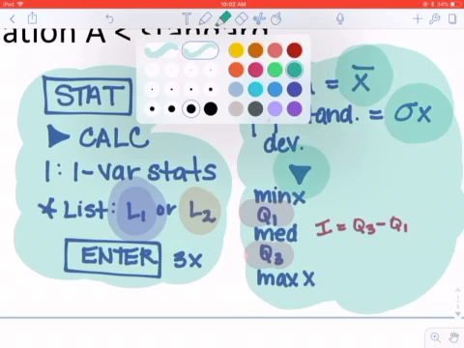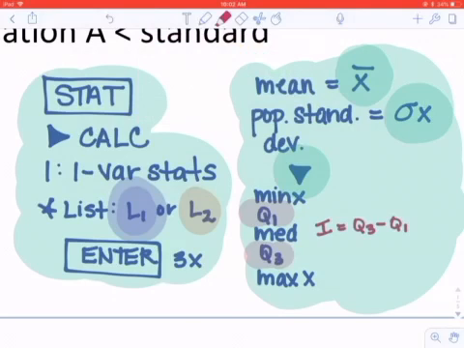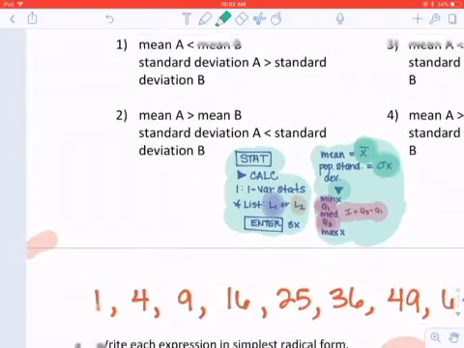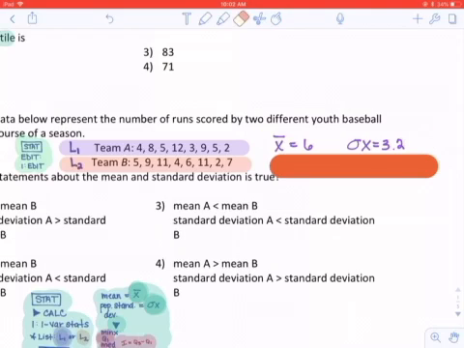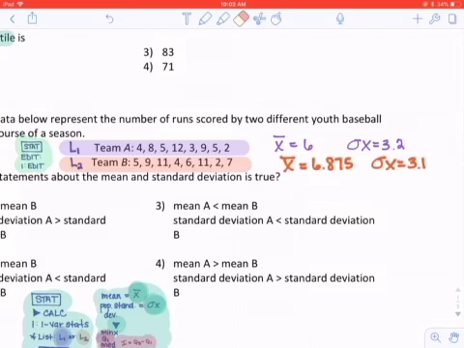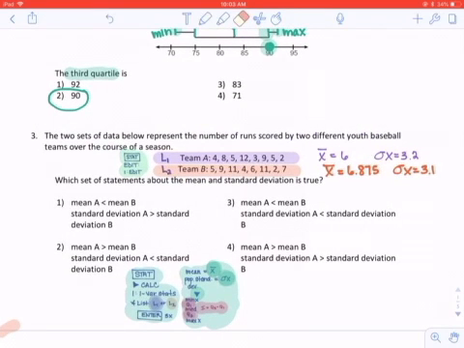And of course, the important piece of information on the next page is going to be to find the third and the first quartiles so you could calculate your interquartile range if you need to. We don't need that for this problem. For this problem, all we need are the mean and the population standard deviation. When we do that, here's what we get. For our Team A, I got a mean of 6 and a population standard deviation of 3.2. And for Team B, I got a mean of 8.75 and a population standard deviation of 3.1.